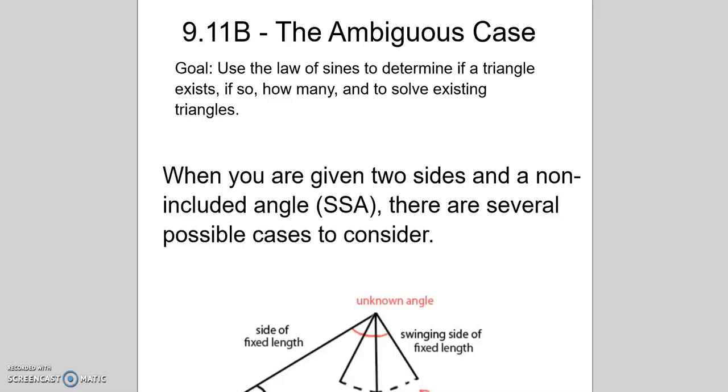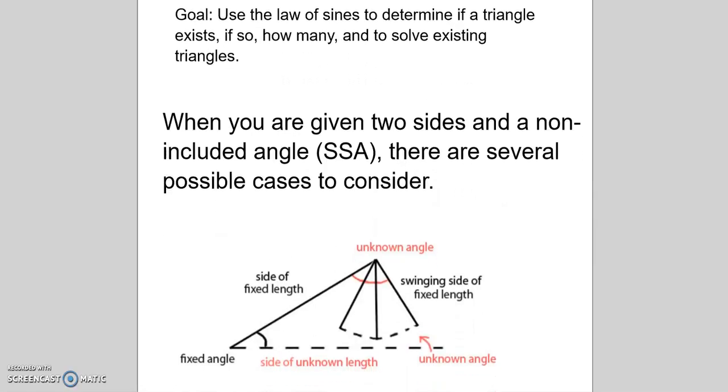Alright, today we're going to be talking about the ambiguous case using the law of sines. This happens when you're given two sides and then a non-included angle, so that's side-side-angle. That results in many possible cases that you need to consider when solving these triangles. So we can see here from this graphic how that might work out.